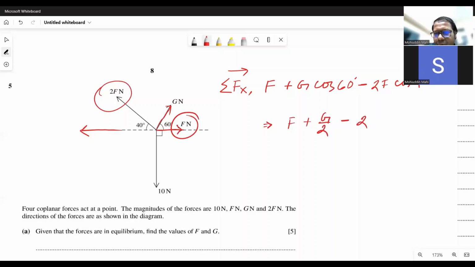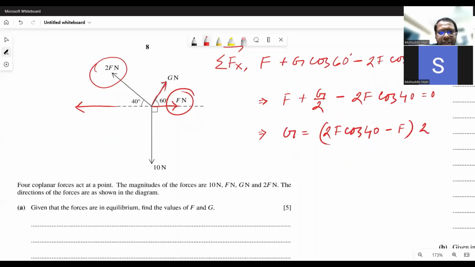And I'm not going to put the value of cos 40 here because that's going to make the calculation difficult. For cos 40 we are not going to get any fraction value. It's going to be a decimal, so we don't want to do it. We don't want our calculation to be difficult. So G equals twice F cos 40 minus F multiplied by 2. So let's keep it like that.